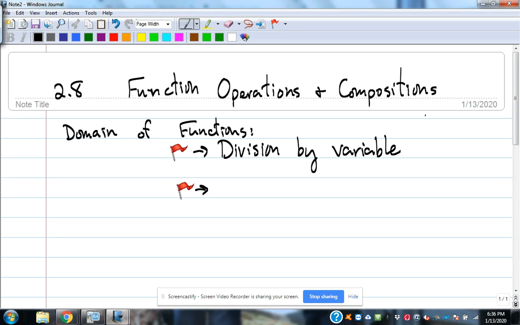Division by a variable. If that's happening, then we've got to figure out what would cause division by 0. Remember setting the denominator equal to 0 to find the domain of that. So that's going to be one of the red flags we look for. As we're looking at function operations and compositions, we've got to find the domain of the composite function or the operated function. So we need to look for the division by a variable so that we can eliminate the x values that would cause division by 0. And the other one was square roots.